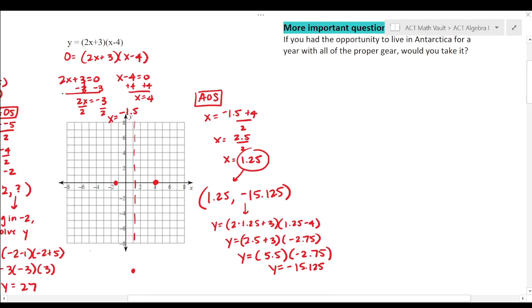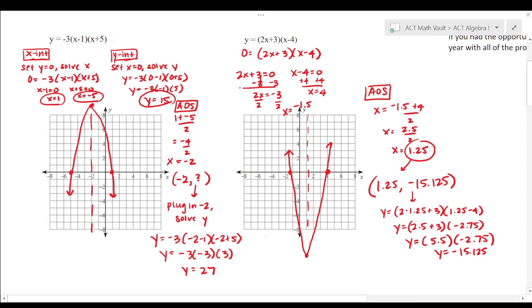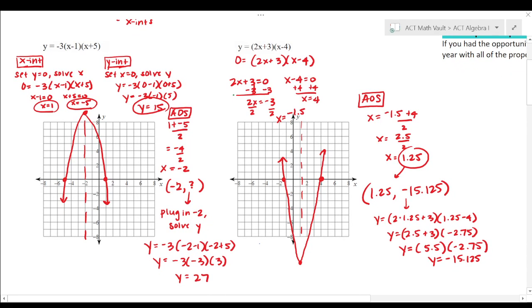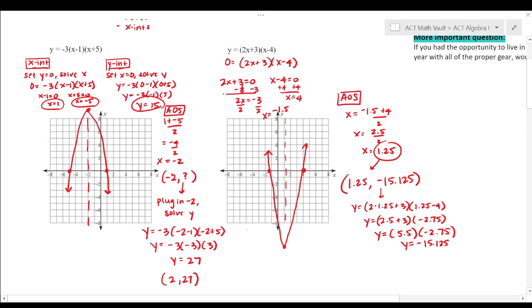This is going to be pointing upwards, because I can tell this A term would be positive. There's no negative outside. So we have some pretty extreme graphs here. They're very long. One is pointing downwards, one is pointing upwards, but they kind of ran off the graph, in which case you kind of draw your point and approximate. Just to follow back, this is 2, 27. That would be the vertex for that one.